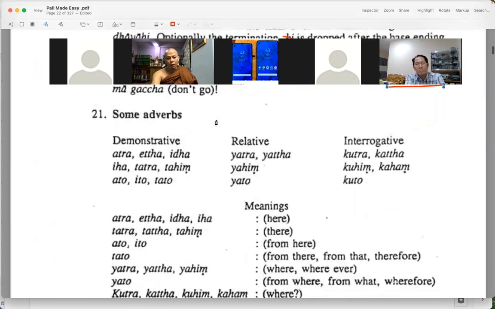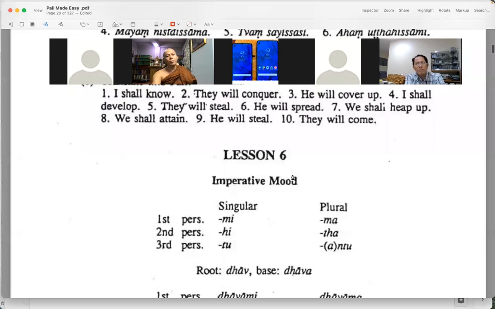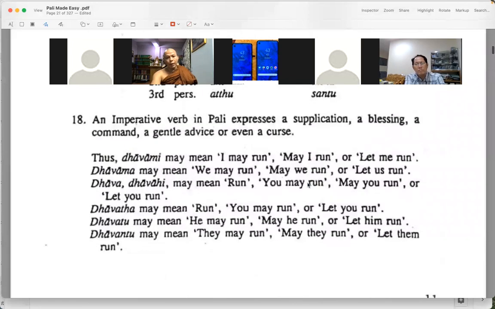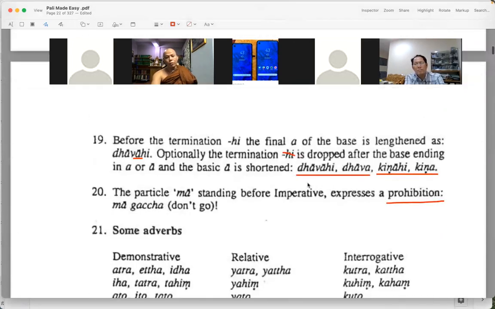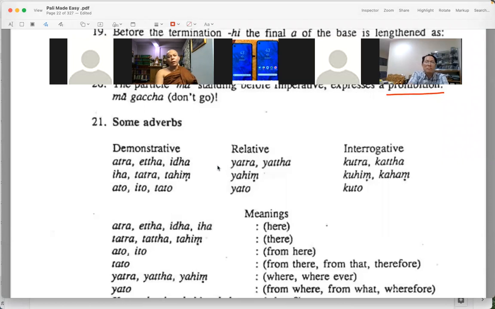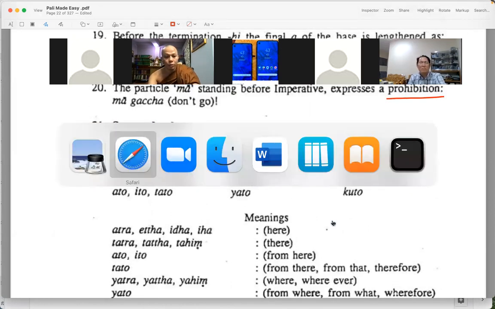So now, actually in this lesson, imperative mood especially, but now to extend the sentence structure, we need to know some of the adverbs. Okay, so here you see demonstrative adverbs, relative adverbs and interrogative adverbs. Those are derived from the pronouns. So to understand this thoroughly or systematically, we need to know in this way.